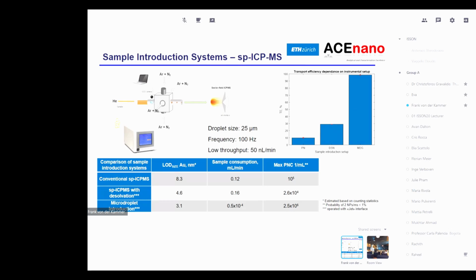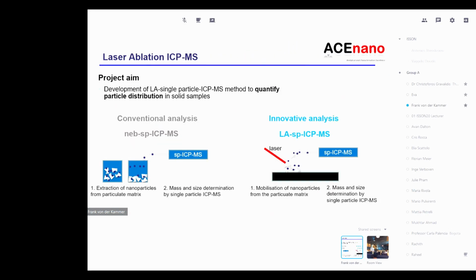Of course, the sample consumption is extremely low, and at the same time, because we are dispensing single droplets, we are also able to cope with higher nanoparticle concentrations than normal in the sample. So we're going up to about a million particles per milliliter. Dilution requirements are therefore much lower, and the working range is higher than with normal injection systems.